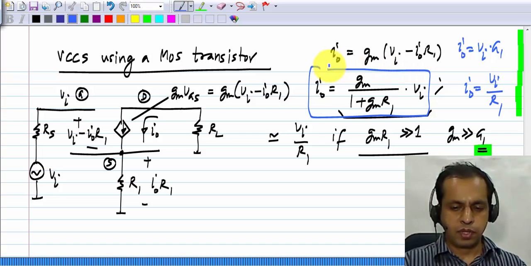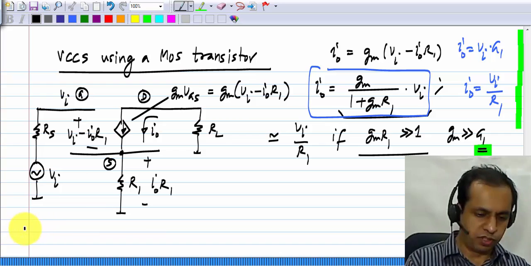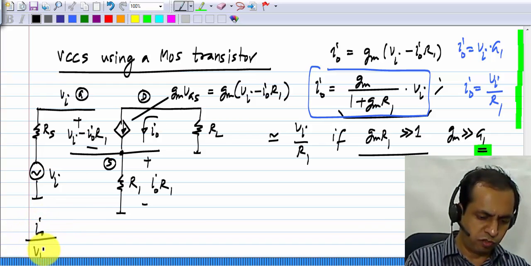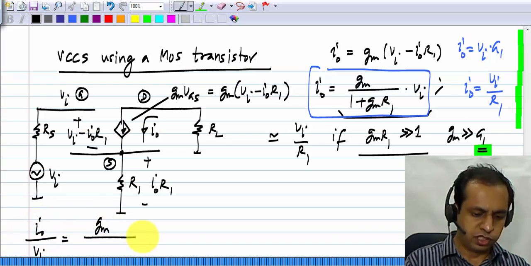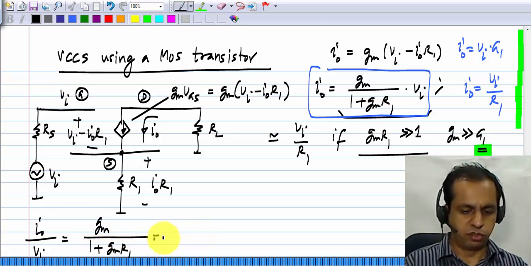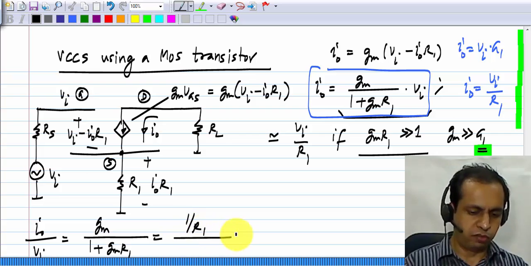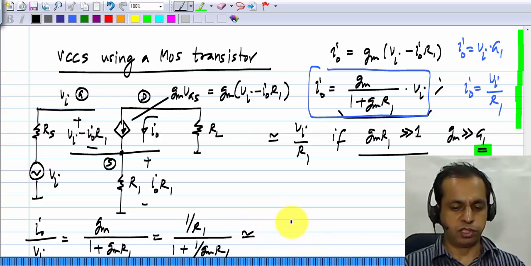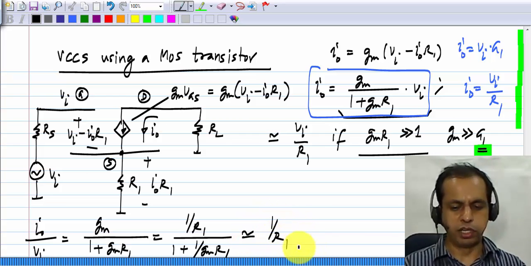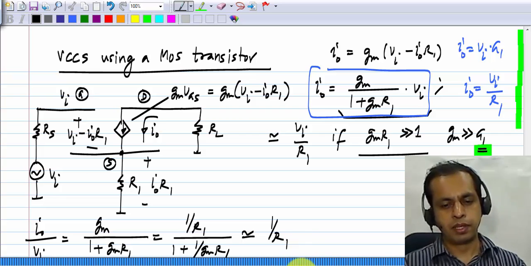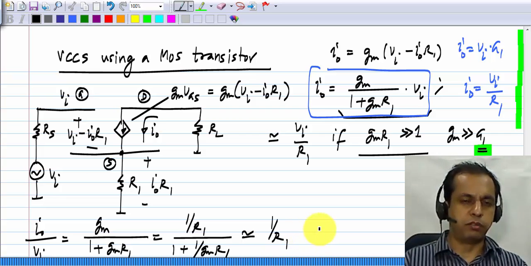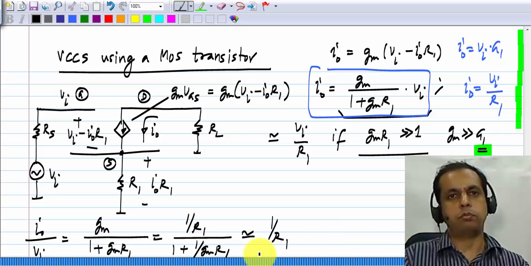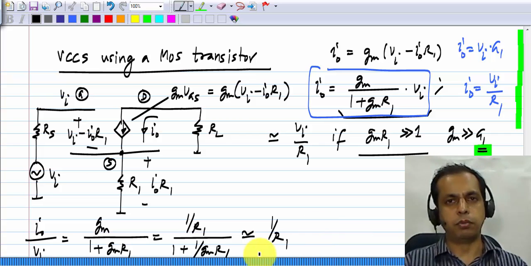The exact expression for the transconductance I0 by Vi is Gm by (1 plus Gm R1), which can also be written as (1 by R1) divided by (1 plus 1 by Gm R1), and if Gm R1 is much more than 1, it is just 1 by R1. So that's the important parameter of the voltage control current source, the ratio between the output current and the input voltage.